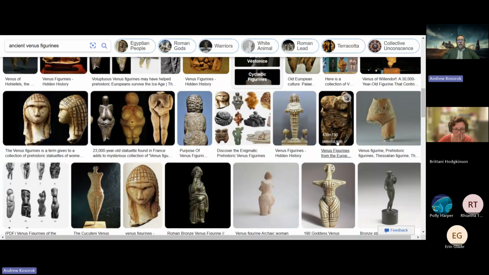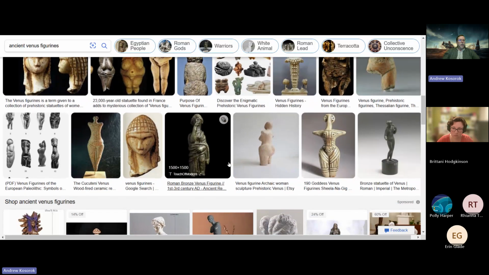And some of them, I'm not going to be very respectful, but it kind of reminds me a little bit of the roasted chickens you get at Costco. But some of these, like this, I think is very beautiful.